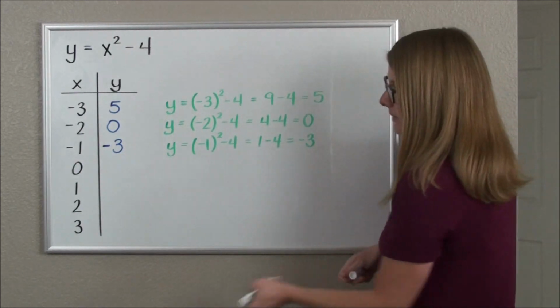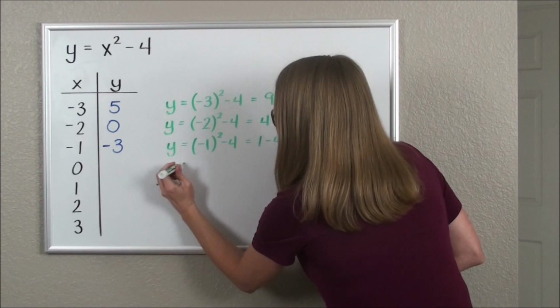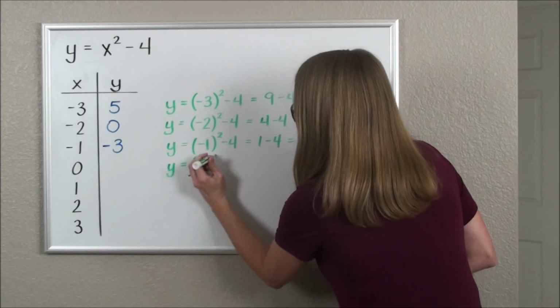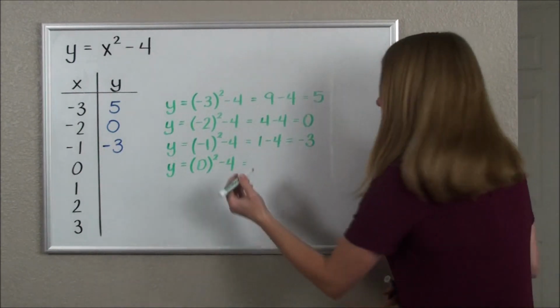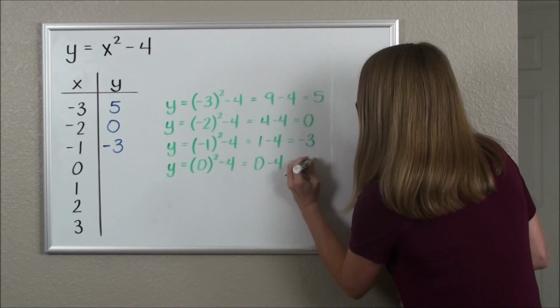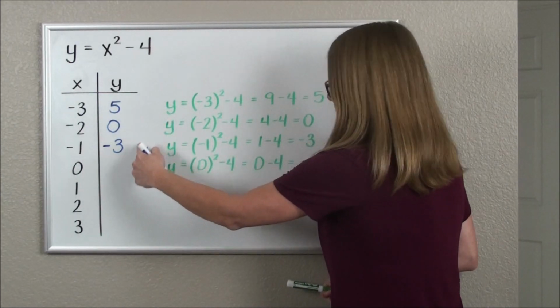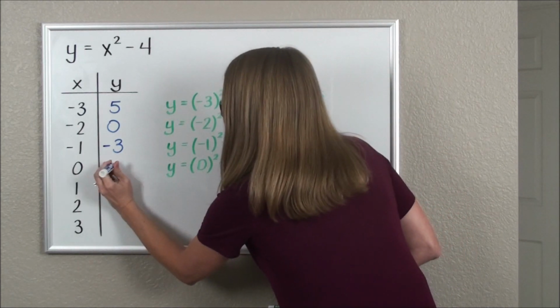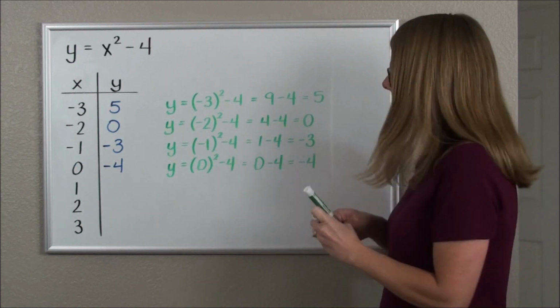So let's see what happens for the next. Let's now plug in 0. y equals 0 squared minus 4. 0 squared is just 0. 0 minus 4 is -4. So this time, rather than going down by 5 or down by 3, I've only gone down by 1. So I'm actually slowing down here.